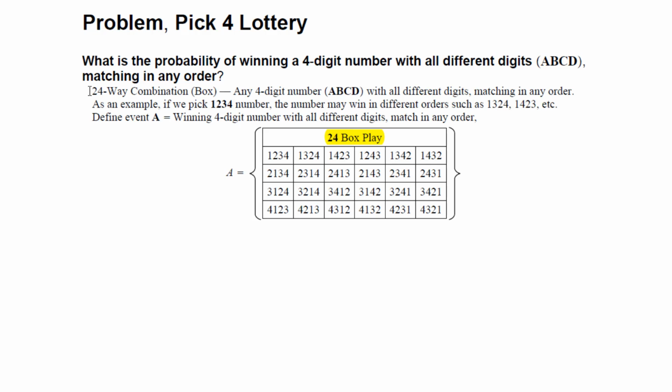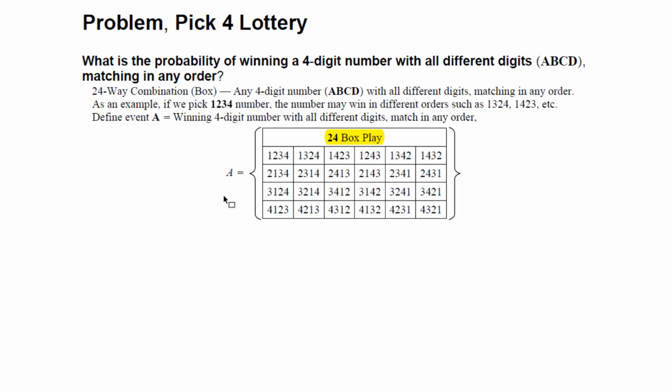This is what they call a 24 box play. So if we pick 1, 2, 3, 4, we can win it in 24 ways. But how do we know it is 24 ways? If we check this sequence here, we find that there is no repetition of the digits. That means permutation without replacement.